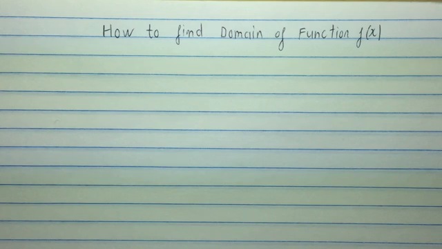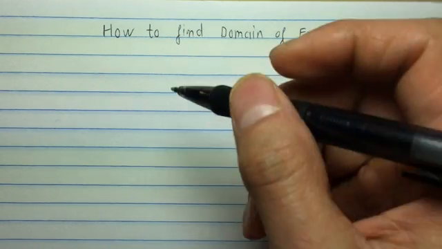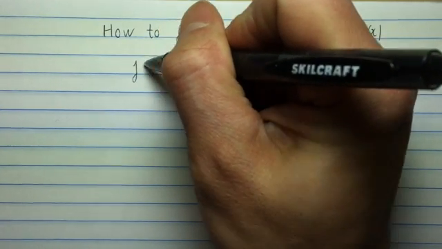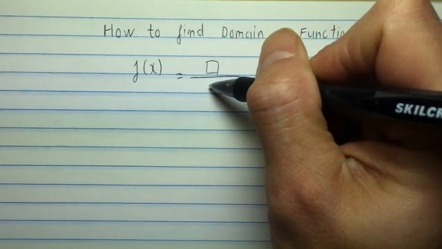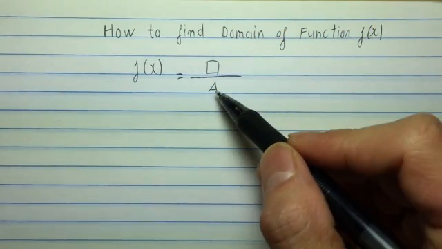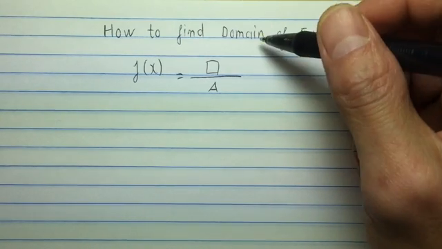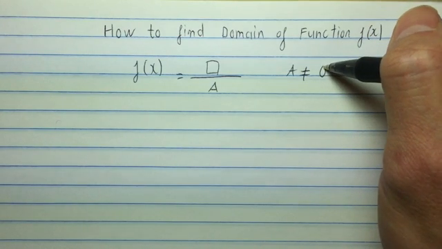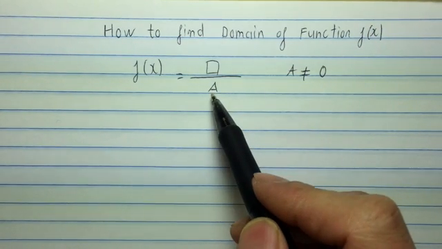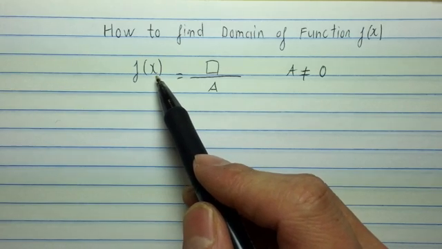Hi guys, in this video I will show how to find the domain of a function f(x). Two important keys to remember. If a function has a denominator or a radical, for example, the function f(x) equals any number divided by a. So a is the denominator, and a cannot equal 0, because if a equals 0, the function f(x) is undefined.